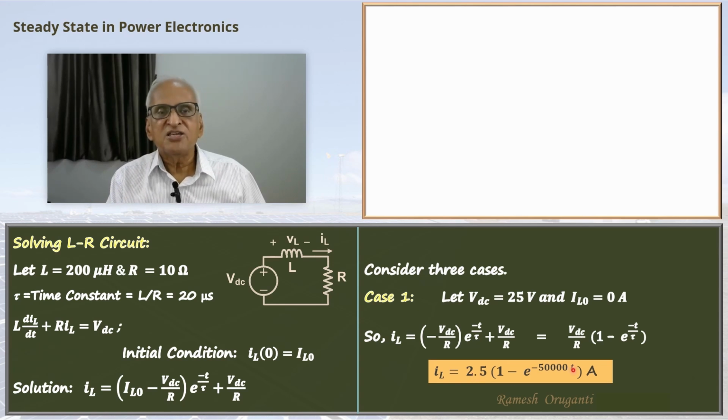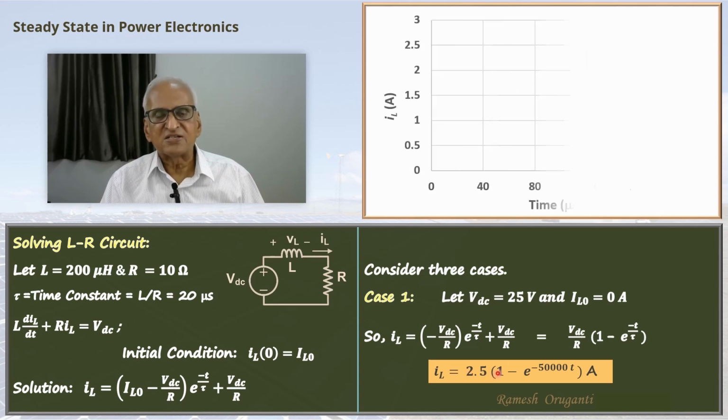Even when t equals 10 times tau, where tau is the time constant of 200 microseconds, or even 5 times tau, that is 100 microseconds, you will find that IL would have already reached very close to 2.5 amperes. So it rapidly goes to 2.5 amperes.